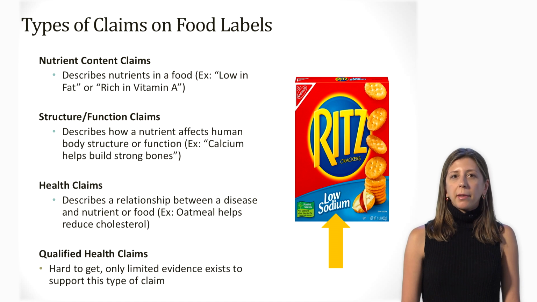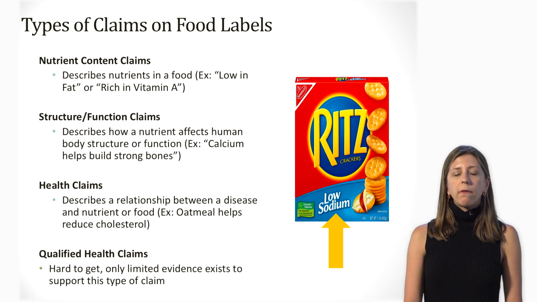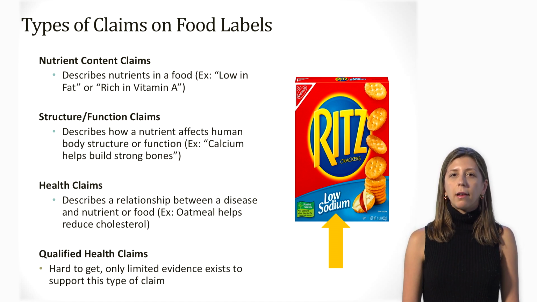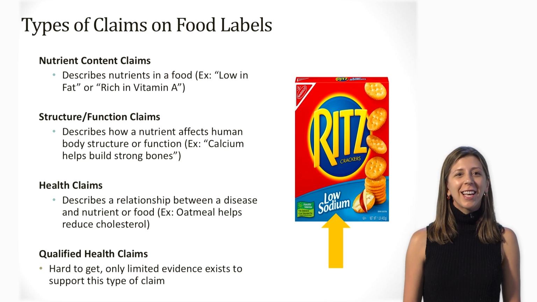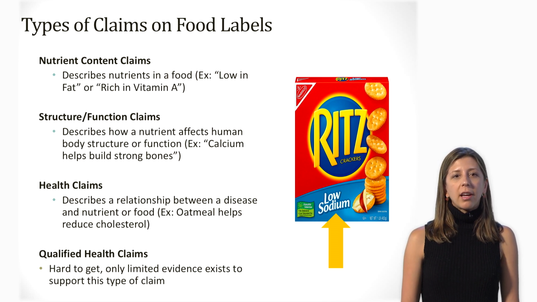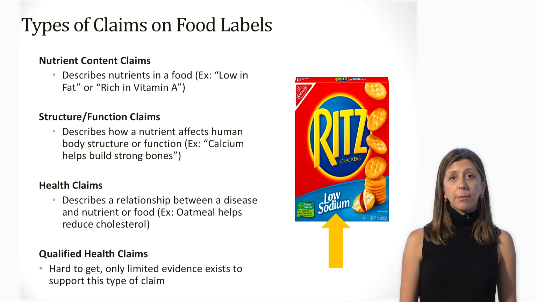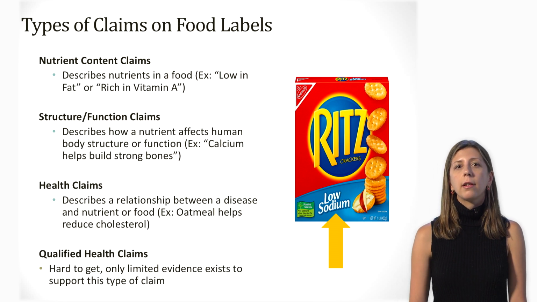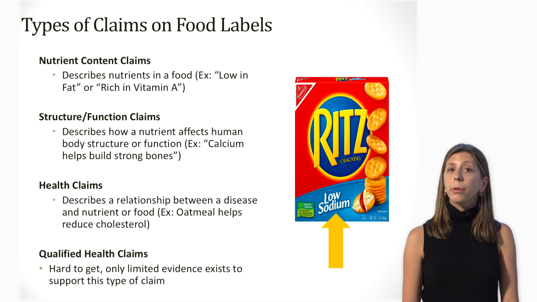Structure function claims are probably the second most common type of claim we find on food packages. All this really does is describe how a nutrient affects human body structure or function. So where would you find this? Probably if you were buying something like a dairy food, yogurt or milk or any kind of smoothie or shake. One of the most common structure function claims is calcium helps build strong bones.